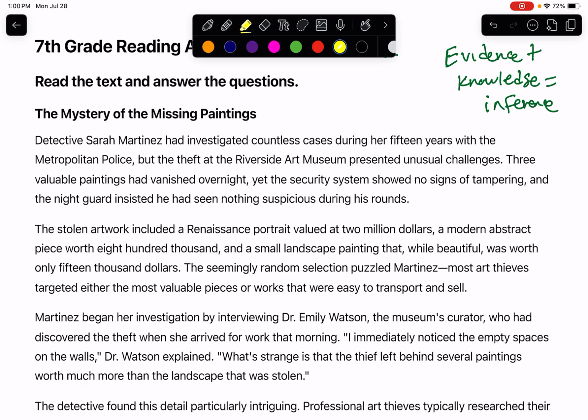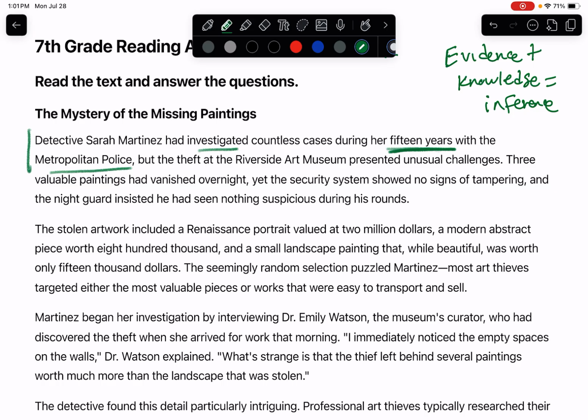Detective Sarah Martinez had investigated countless cases during her 15 years with the Metropolitan Police. So here's evidence. So she has 15 years. She is an investigator. So I'm guessing she has a lot of experience doing this. So she's good. I'm gonna infer that she's good at her job because she's been doing it for so long. So you see, I have the evidence, 15 years. Plus, I'm like, well, if someone does something for 15 years, they're probably pretty good at what they do.